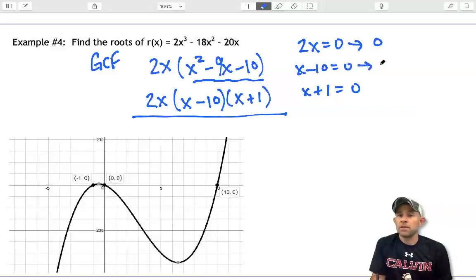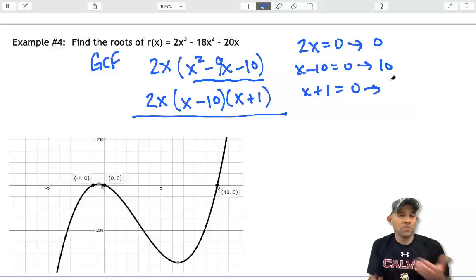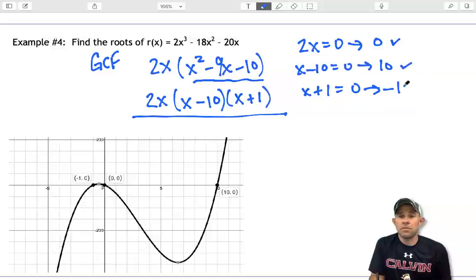If I move my 10 over by addition, I get a positive 10. If I move my positive 1 over by subtraction, I get negative 1. So my three zeros for this polynomial, or my three roots, are 0, 10, and negative 1.